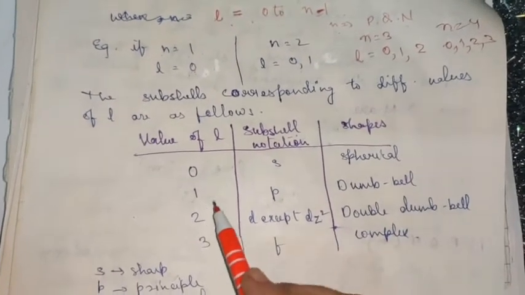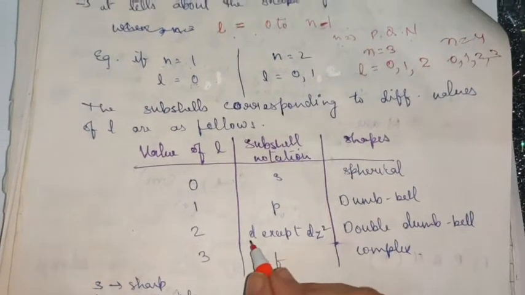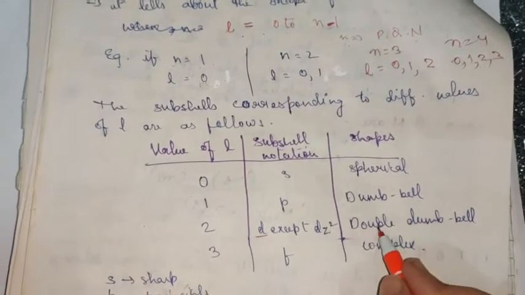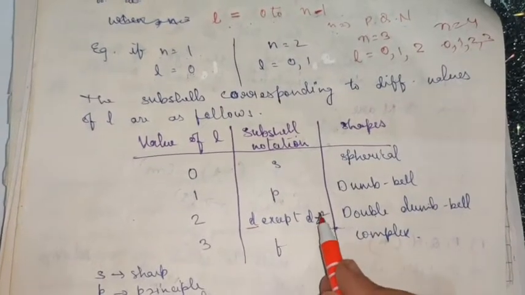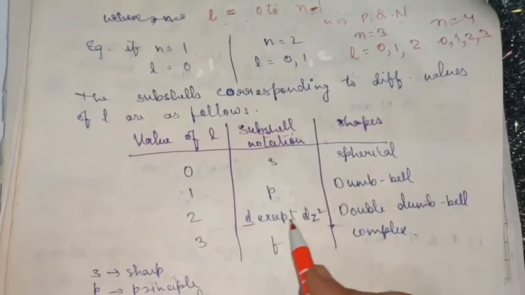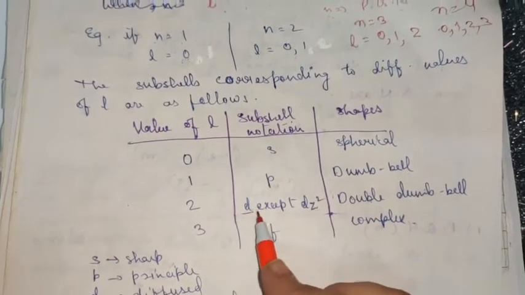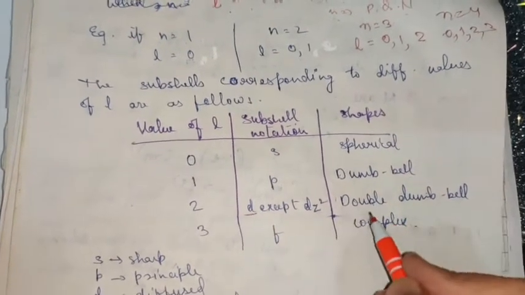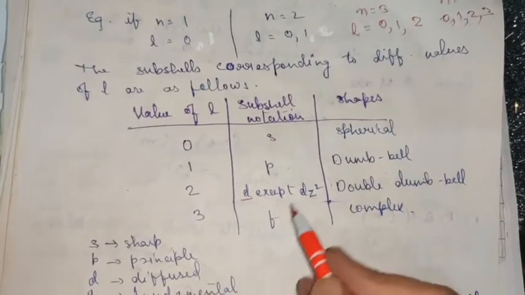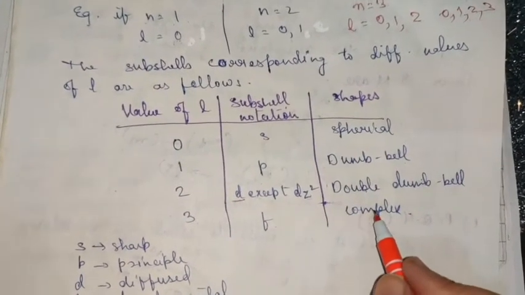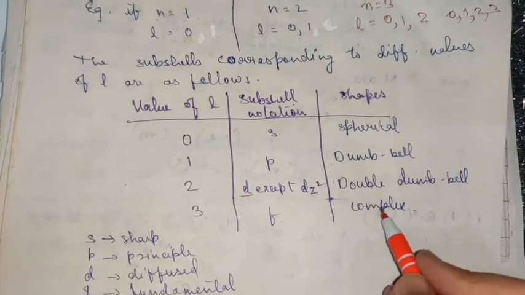And if the value of L is 2, the notation is D, and the shape is double dumbbell, except for dz square, which I'll explain later when I talk about orbitals. So 2 means D subshell, and the shape is double dumbbell. If the value of L is 3, the subshell is F and the shape is complex, which cannot be mentioned on the notebook. So it is a complex shape.